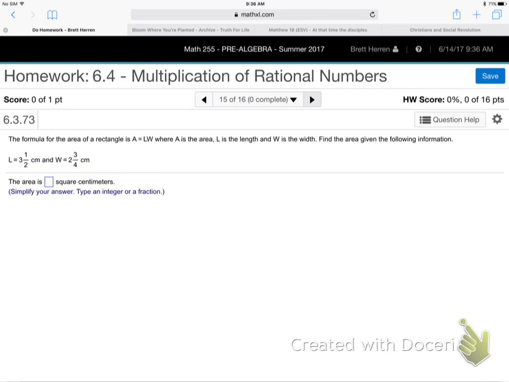So, yeah, right there, area's length times width, you know that formula already. You want me to take that L and multiply that W. So 3.5 times 2 3/4. You want me to times them. So can you do that? Change them. We always change them to improper. And then we carry it out.